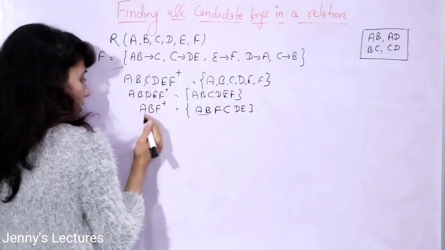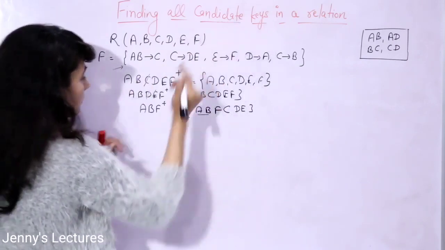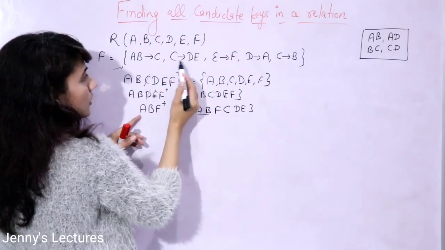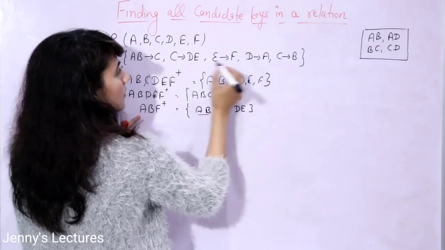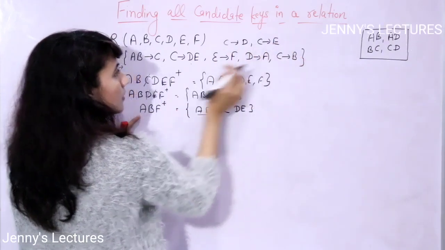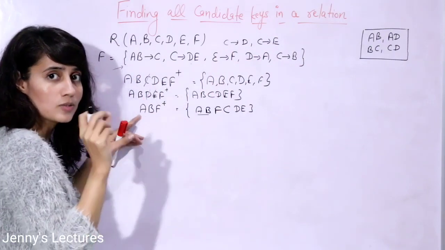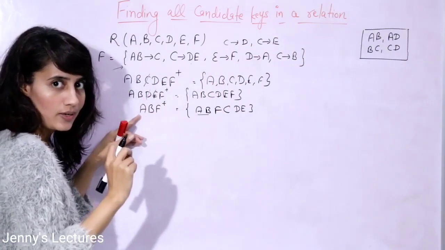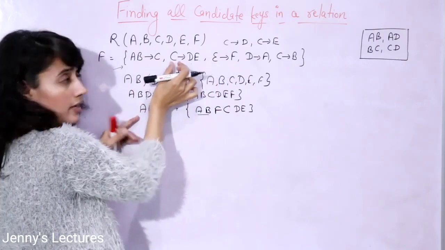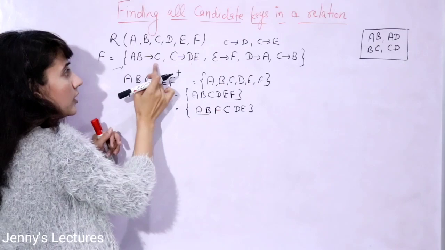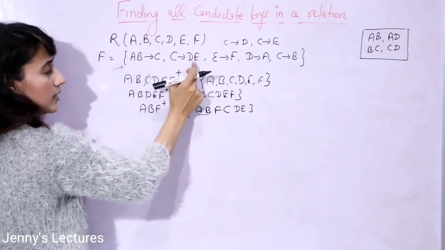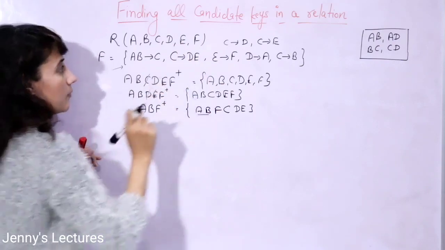Now check, can you discard anything? AB can determine C, fine. So C can determine D and C can determine E. Obviously I can split it because of the splitting property or decomposition property. You can apply the split to the right hand side, not to the left hand side. Here I cannot write A will determine C, B will determine C. No, you can split only the right hand side. You can split the dependent only. You cannot split the determinant.